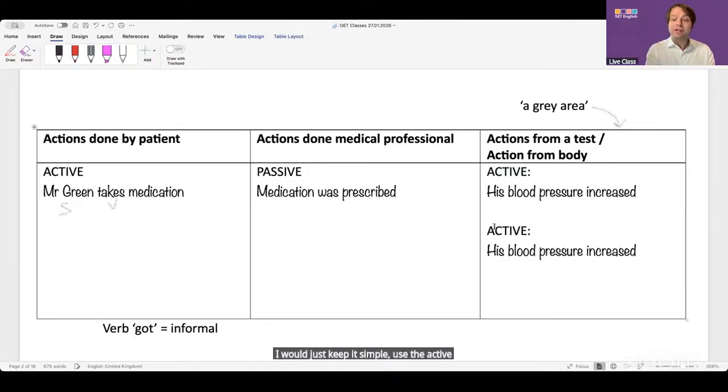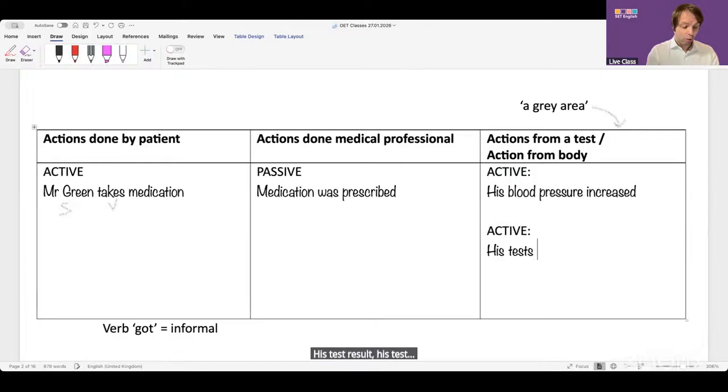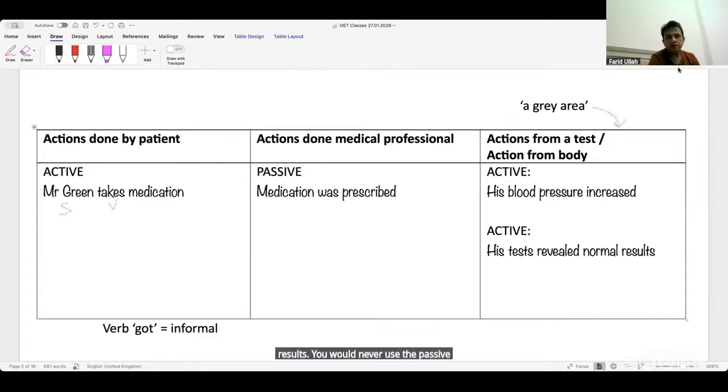Okay. What about tests? With tests, it's very clear. Look, do I say his tests were revealed? No, we say his tests revealed normal results. You would never use the passive with tests. It's only the body that's the grey area, I guess.